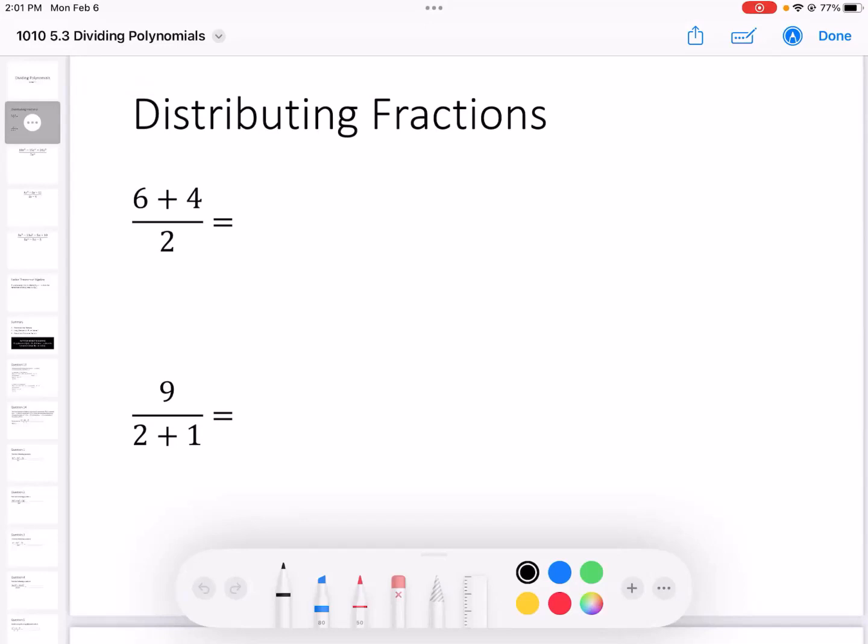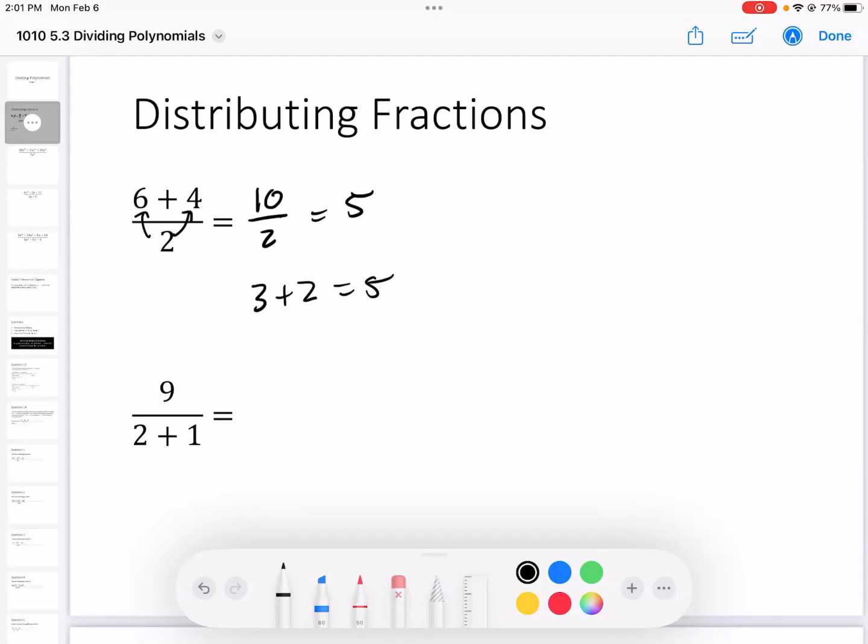So if you have something like this, where you have 6 plus 4 divided by 2, you could just simplify the top of the fraction and get 10 divided by 2, which equals 5. But another way you could also do it is you could distribute the division by 2 to both of the terms. And you could say 6 divided by 2 is 3, 4 divided by 2 is 2, and 3 plus 2 still gives you that answer of 5. So whenever you're dividing by a single number or a single term, you can distribute that division just like you would distribute multiplication. Now you can't do that in the opposite direction.